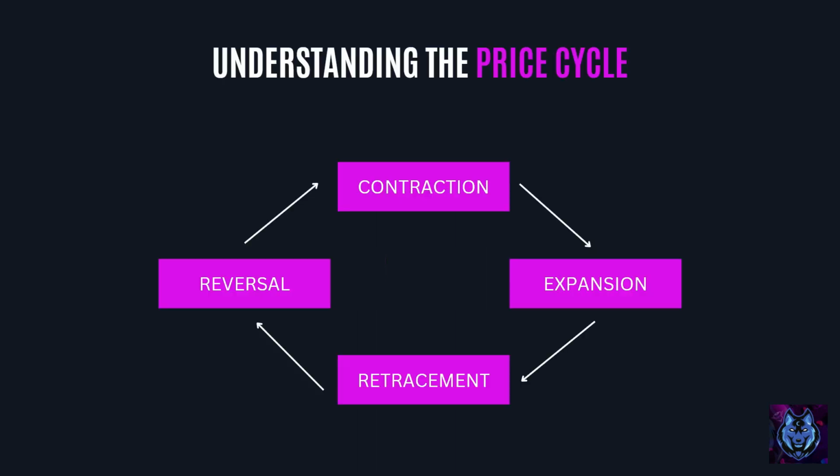Understanding the price cycle is learning to identify when contraction is happening, expansion, retracements, and reversal. These four aspects make up this price cycle, which repeats itself over and over.